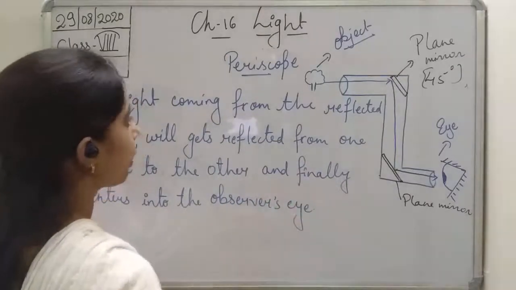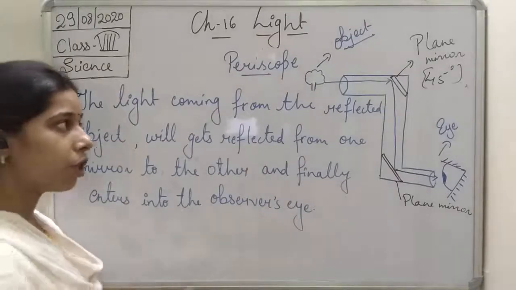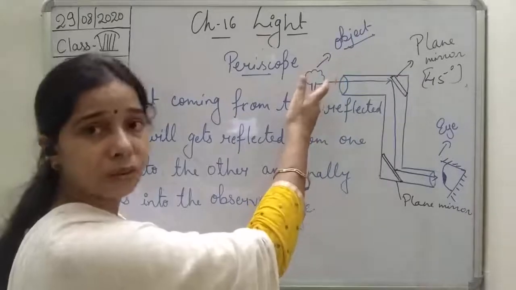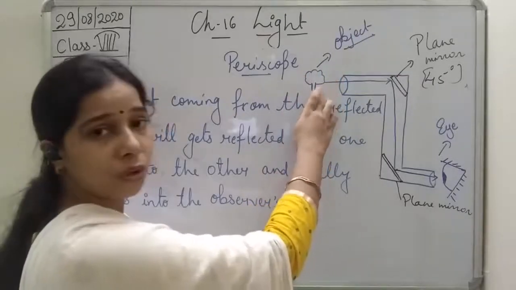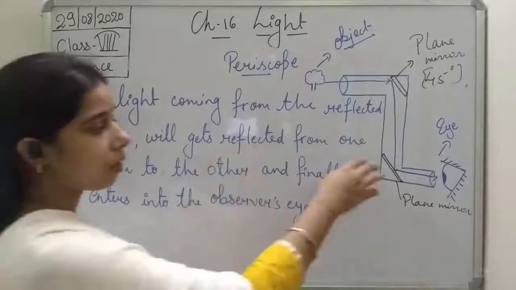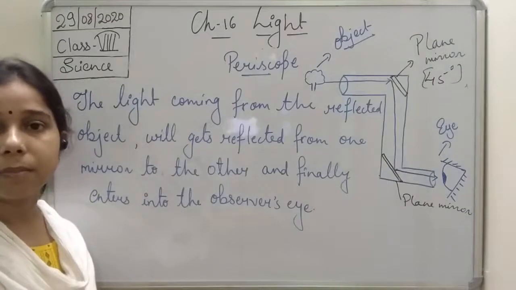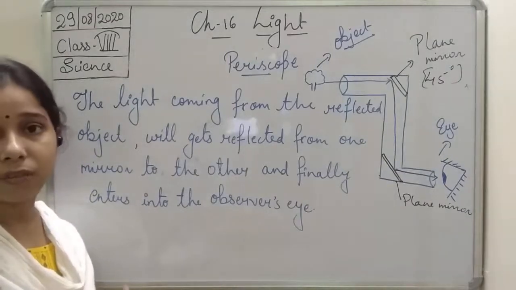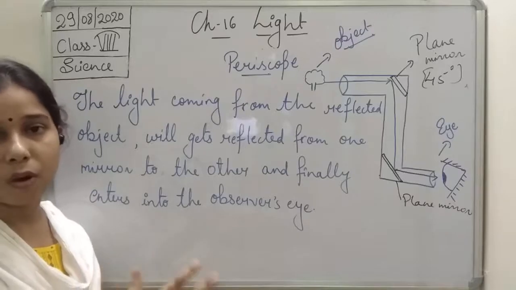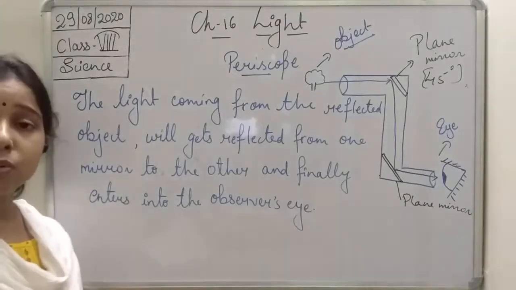Okay, so the light which is coming from the object, here is the source of light. When it gets reflected, student, then it comes to this object. From there it gets reflected to the mirror, and from the mirror to the other mirror, and finally enters into the eye. And by this method we can see an object which is present above the direct line of sight. Okay. Now, where do we use this periscope?